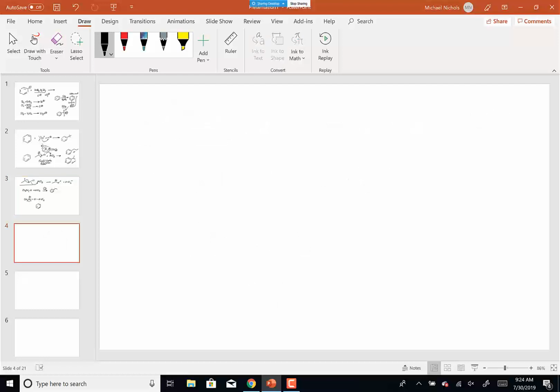So let me go back and give you another reaction. So then for this reaction, what would be the major product? With rearrangement. So this does rearrange. What would be its major product?